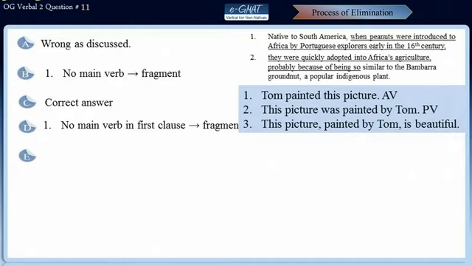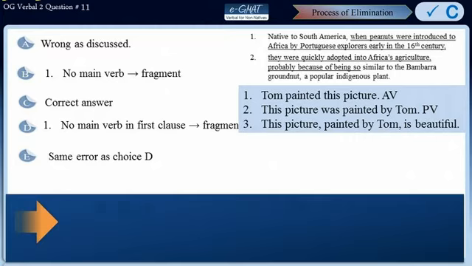Choice E again repeats the same errors as choice D. Introduced is not a verb, it's a verb-ed modifier, and having been adopted is not a verb by itself. So choice E is also a fragment. So as discussed before, choice C is the correct answer for this sentence.